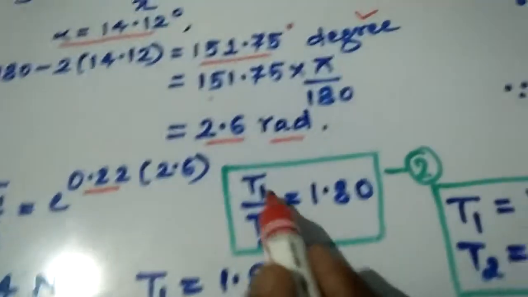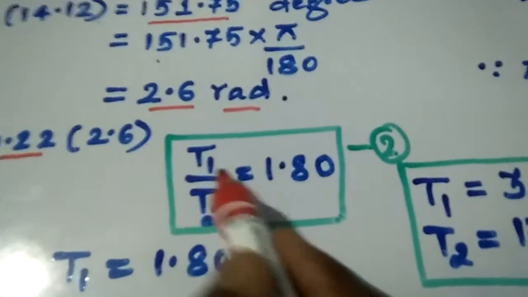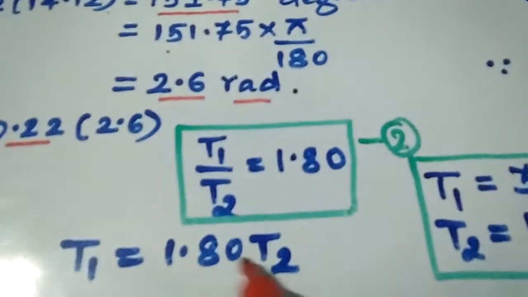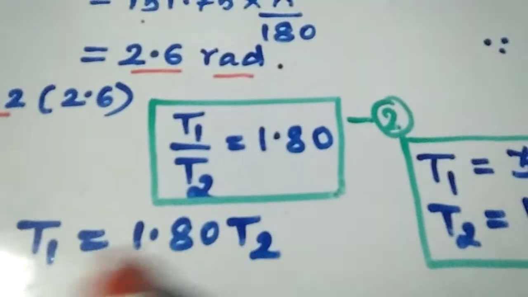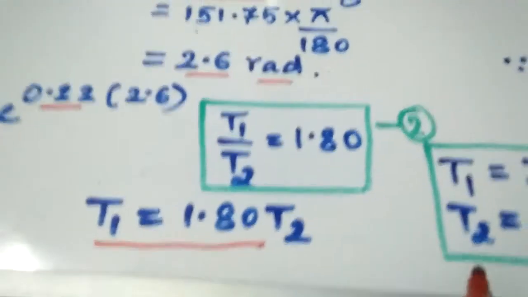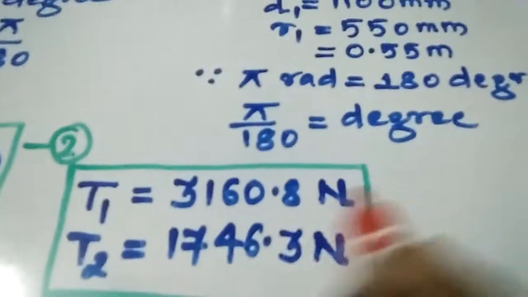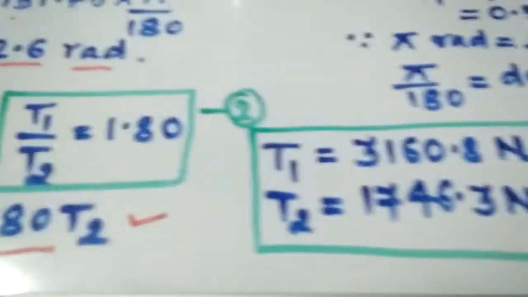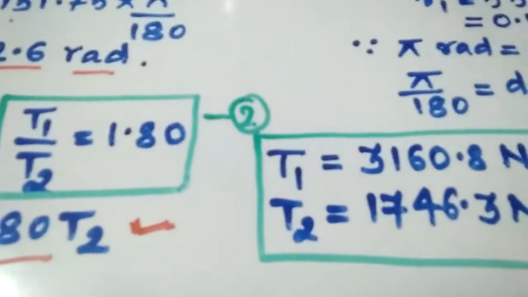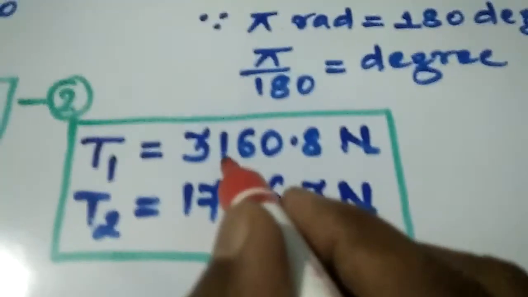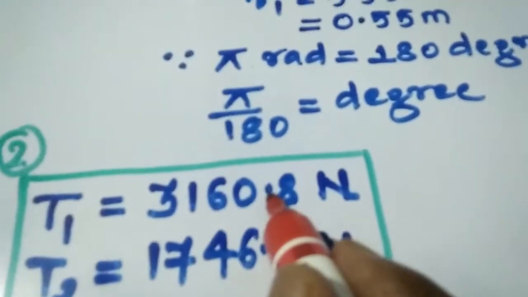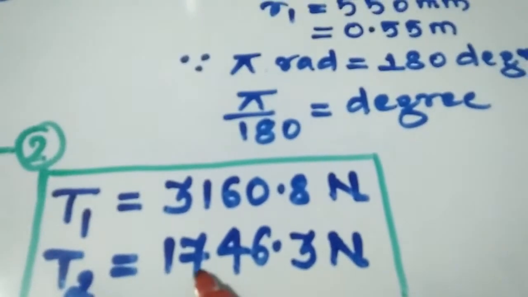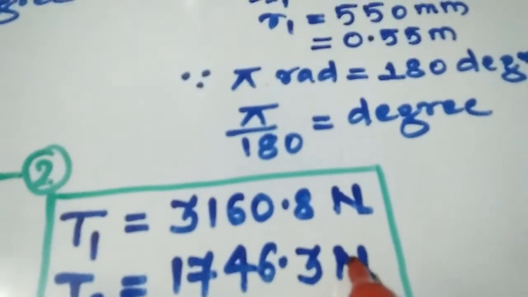T1 minus T2 equals this value. Then I will replace T1, keeping the formula in the form of T1. You multiply T2 by 1.80, and from this equation you will get T1. From these two equations you get the values of T1 and T2. T1 comes as 3160.8 Newton, and T2 you will get as 1746.3 Newton.